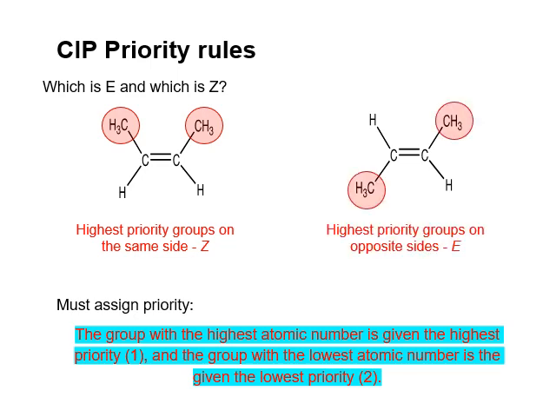So on the left-hand side, your two highest priority groups are on the same side of the double bond. So that is called the Z isomer. On the right-hand side, you can see the two highest priority groups are on opposite sides. So what is shown there is the E isomer. In order to denote this in the name, we literally put an italic Z or E at the start of the name. So the left-hand isomer there is Z-butene, and the right-hand isomer is E-butene.